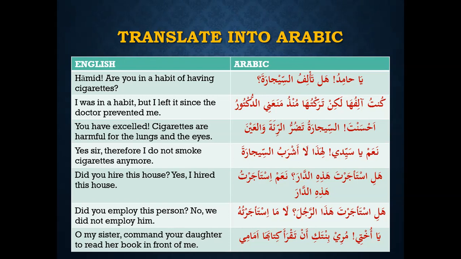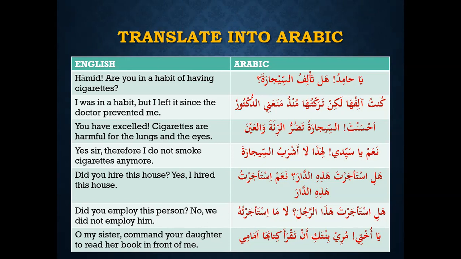منع, fa'il, to stop, prevent. Ni, me. With fa'il, when you have a pronoun like this, which is mutakallim, me, I, this is going to be a maf'ul. So he prevented me. Who? الدكتور, which is coming after that, which is a fa'il of mana. You have excelled. Ahsanta. You did good.